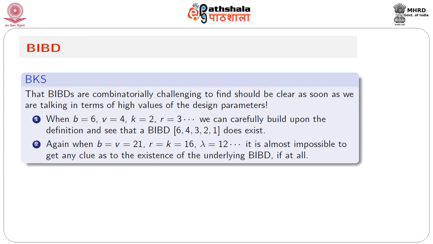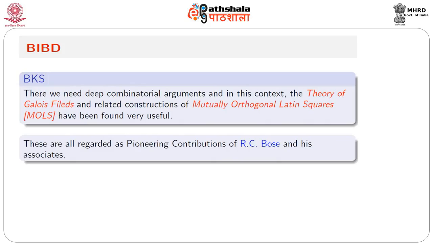So apparently you don't see any contradiction, but absolutely you have no clue as to whether you can really construct a design with these parameters or not. So these are the intriguing issues that come up. There we need help, we need deep combinatorial arguments, and in this context, the theory of Galois fields and related constructions of mutually orthogonal Latin squares have been found extremely useful.